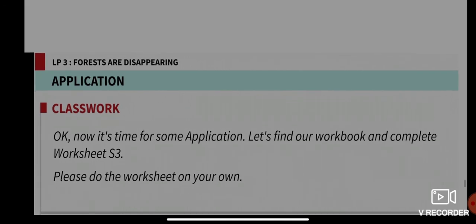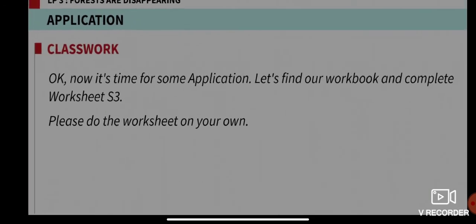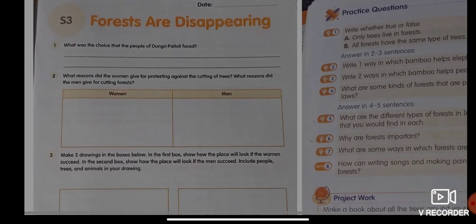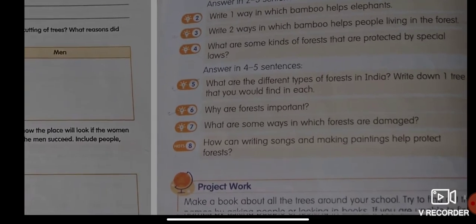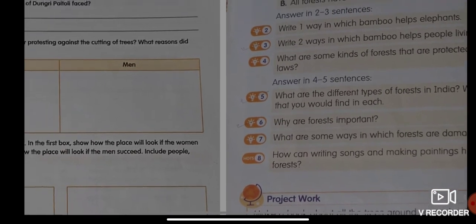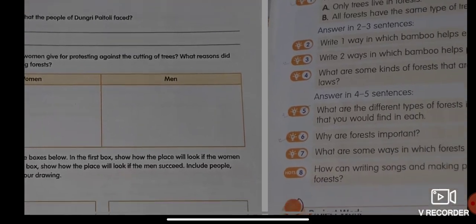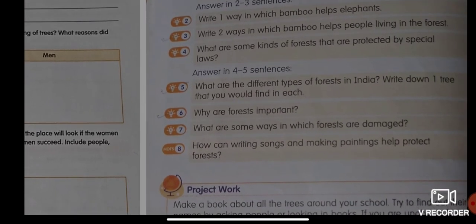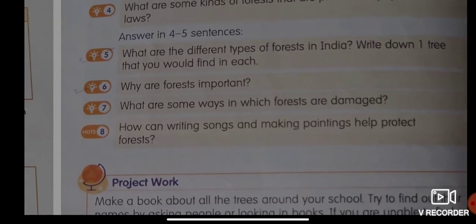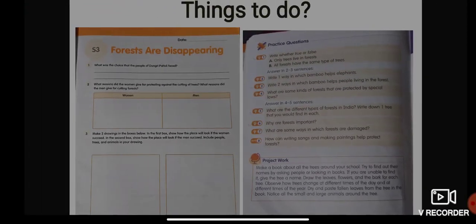That's it. Now things to do. Okay, you have to complete your worksheet S3 along with practice question number 7. Okay, students, most of you are failing to do your practice question, so your practice question is as important as your worksheet. Okay, so please submit it along with your practice question. Practice question number 7 is, what are some ways in which forests are damaged? Alright, so that is your homework for today.